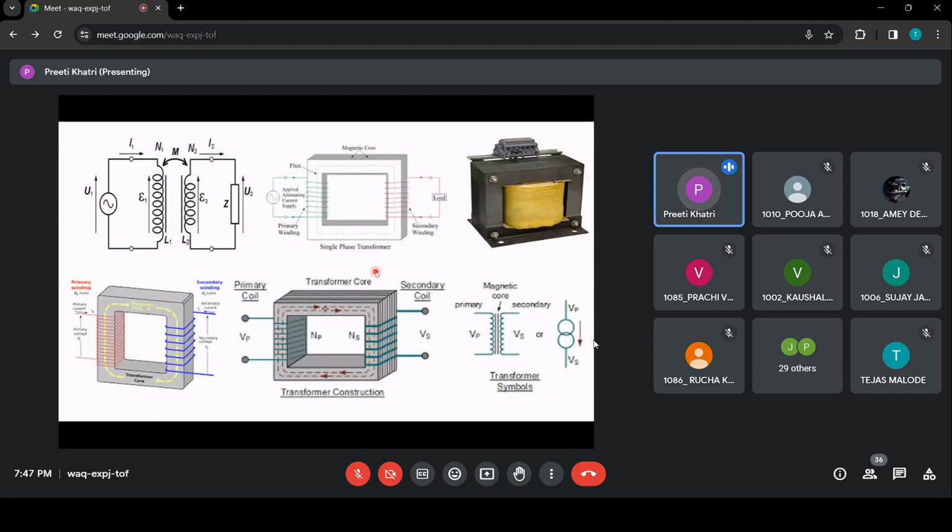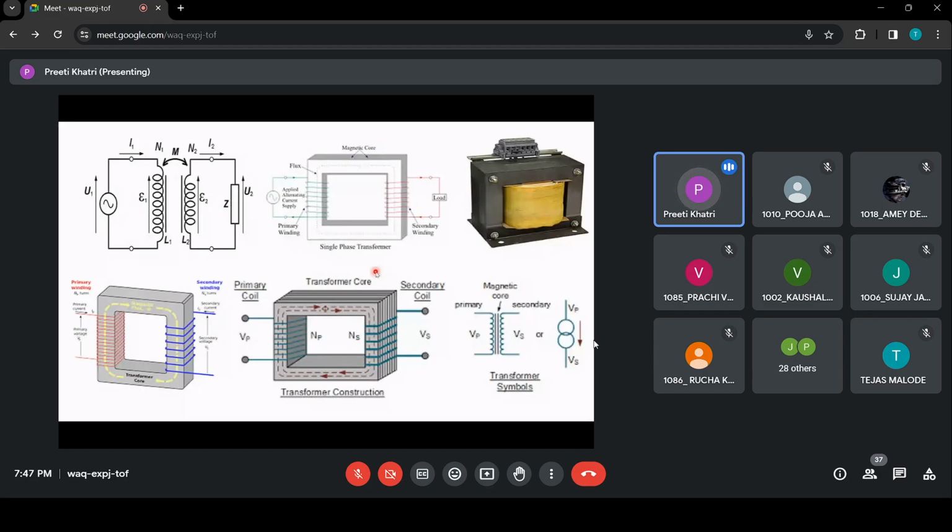Now, there are transformers which are installed on the roadside. When you approach the college, you will observe a transformer on the right hand side at the corner. The transformer which is installed is a three-phase transformer, and from that three-phase supply we are getting a single-phase supply.